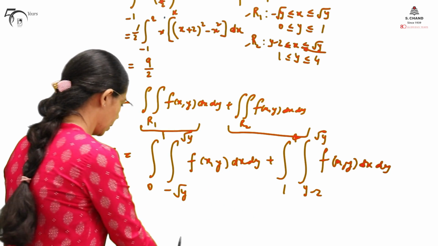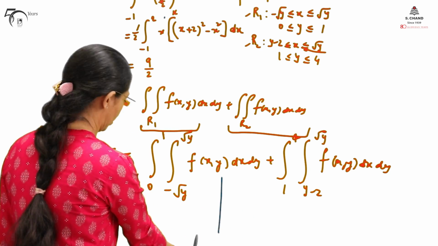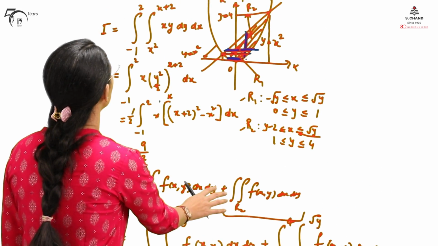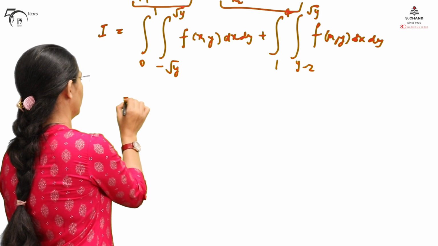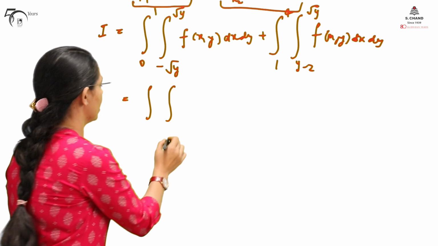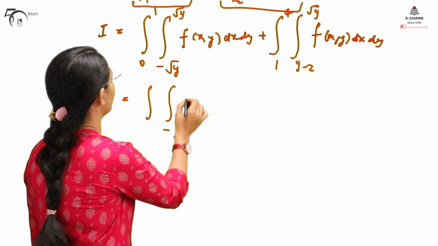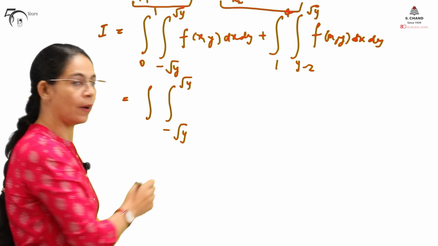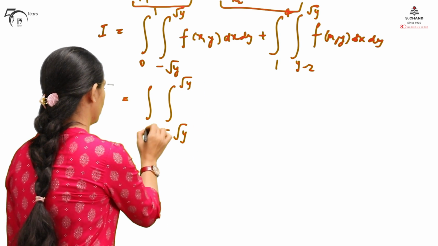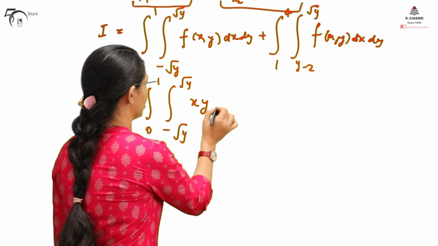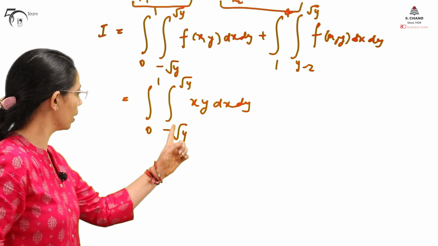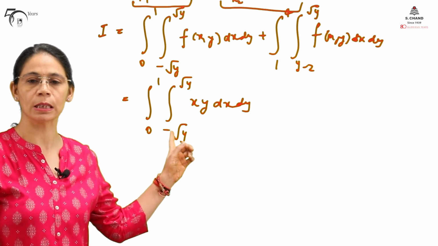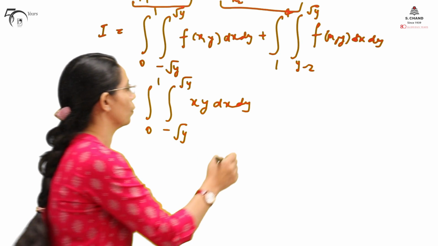Since we are taking the same question, f(x,y) has been taken as xy. Now we need to substitute the function as xy. So it is the integral from minus root y to plus root y, and y from 0 to 1, of xy dx dy only, because we are going to integrate with respect to x first and then with respect to y.